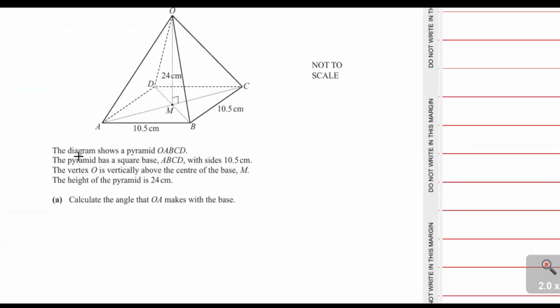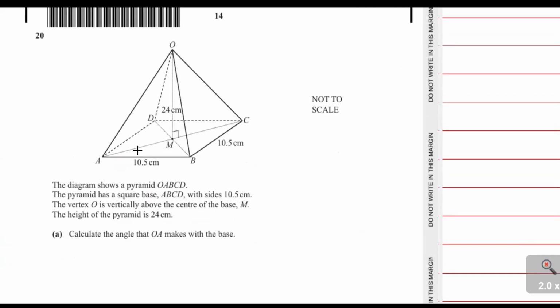Next question, question number 20. The diagram shows a pyramid OABCD. The pyramid has a square base and the height of the pyramid is 24. Calculate the angle OA makes with the base. This is the base length and this is the length OA.